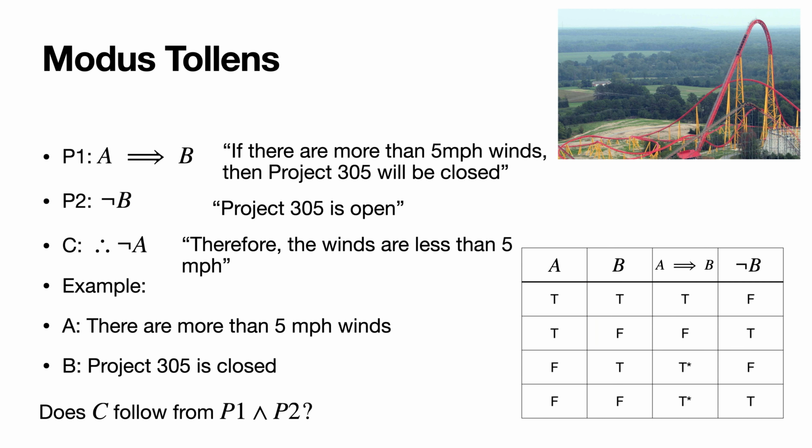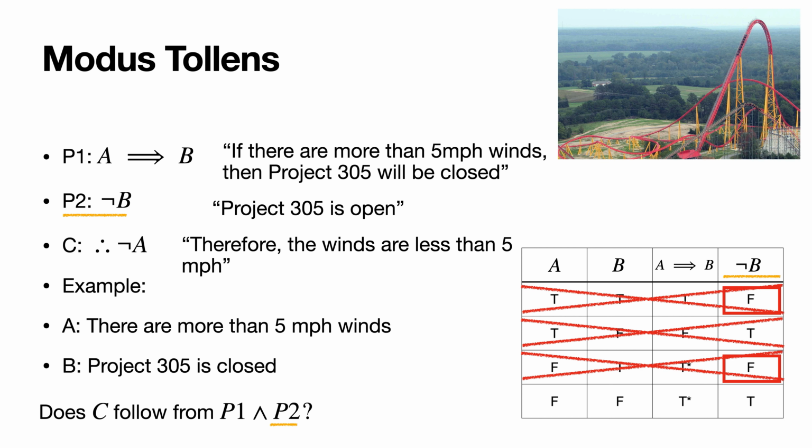Now let's look at our premises taken together. So premise 1 tells us that A implies B. So let's cross out where A implies B is false. And sure enough, it's here in this second row. So we're going to X this out. Now let's look at our second premise, which is not B. So we need to cross out where not B is false. So that's the first row and the third row. So let's go ahead and cross those out.